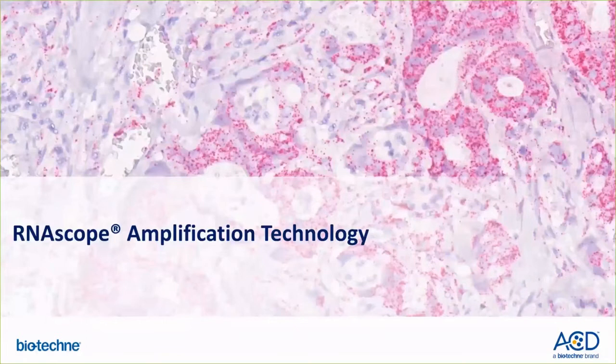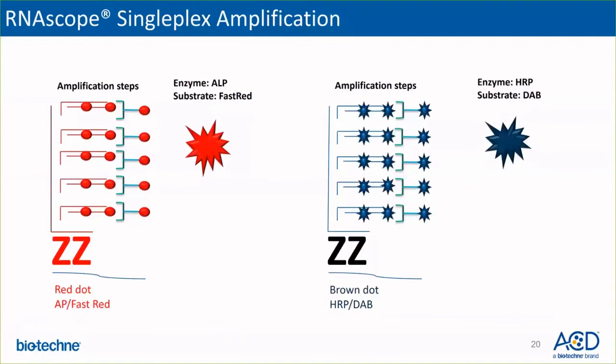In the next few slides, I'll discuss the RNAscope amplification and detection systems for the manual assays. The diagrams here depict the Singleplex amplification system. Pictured here is the amplification tree, which is then tethered by an enzyme. To the left is the depiction of the red assay, which utilizes alkaline phosphatase and can then be visualized by fast red chromogen. Likewise, the brown assay shown on the right utilizes HRP and is visualized by DAB chromogen.